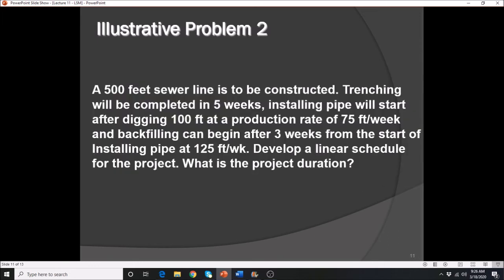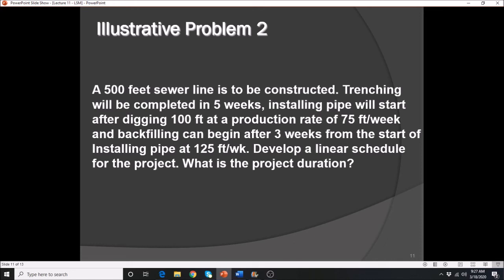All right, let's move on to the second problem. The second problem here provides us a given quantity, 500 feet, and provides additional information. Trenching will be completed in 5 weeks. So it gives you here a duration for the first activity, and it will last for 5 weeks. The second one, installing pipe, will start after digging 100 feet. So there is a specific time at which we will start the next activity.